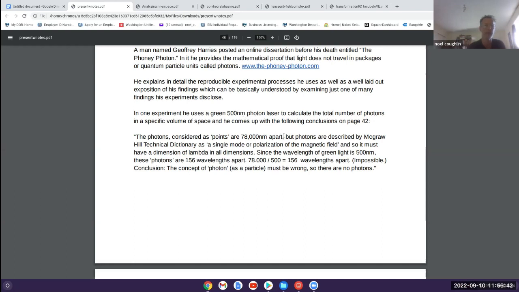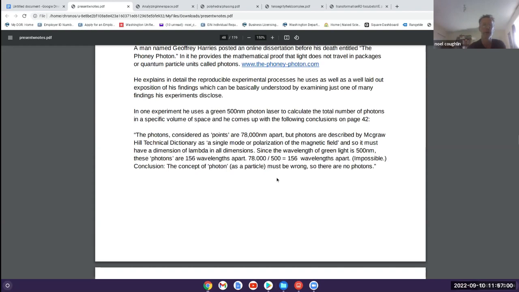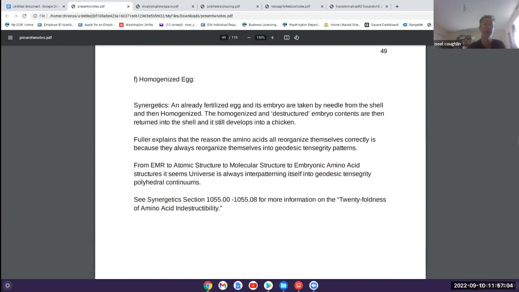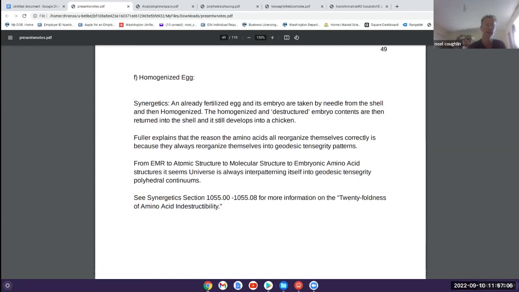Photons are described by the McGraw-Hill Technical Dictionary as a single mode of polarization of the magnetic field, and so it must have a dimension of lambda in all directions. Since the wavelength is 500 nanometers, the photons are 156 wavelengths apart. That's impossible. Therefore, the concept of photon as a particle may be wrong. I explained in some of my work that when it's traveling, it travels as a wave, and when it interconnects with matter, it acts like a particle.